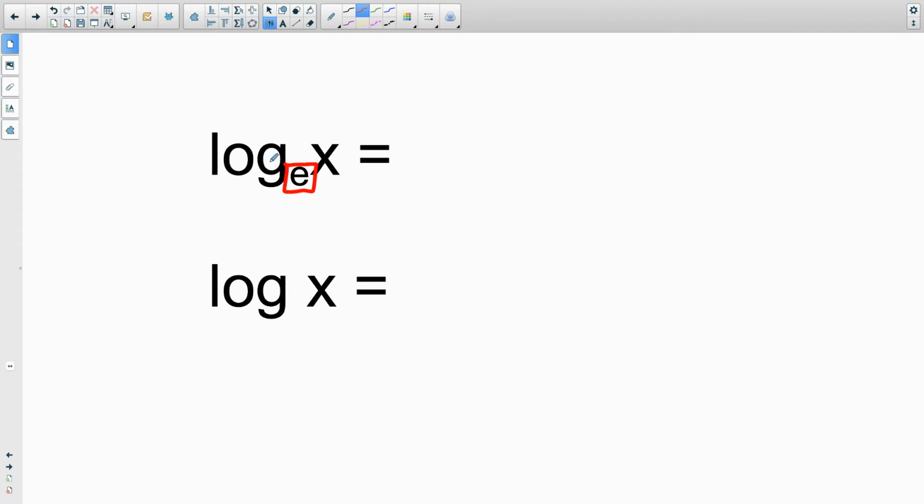There are two very specific types of logs that we want to focus on here, and that is a log with the base of e. Now remember that e is not a variable. e is what we call the natural base, and the reason it's called the natural base is because it is the base of a logarithm that we call the natural log.